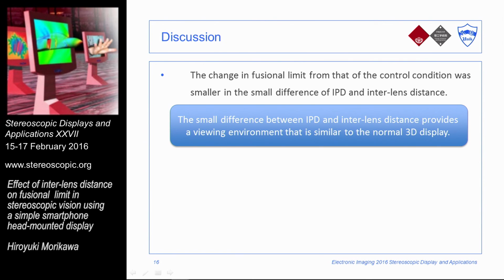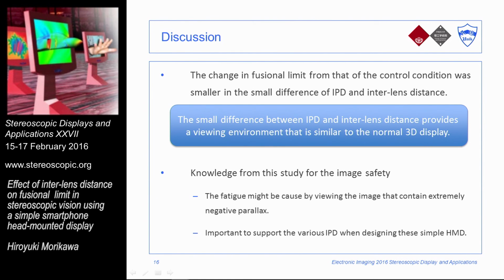At the end, I will summarize the knowledge from this study regarding image safety. A simple HMD makes it easy to see near parallax. Therefore, fatigue might be caused by viewing an image that contains extremely negative parallax. Moreover, the interlens distance is difficult to adjust because many products fix these lenses. Thus, it is important to support various IPDs when designing these simple HMDs.